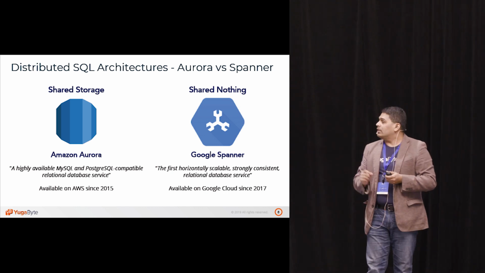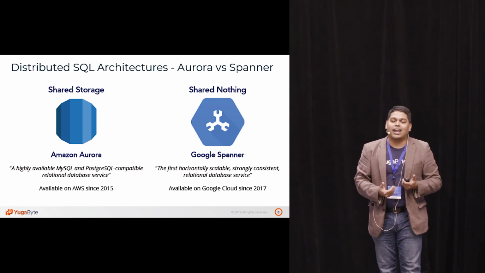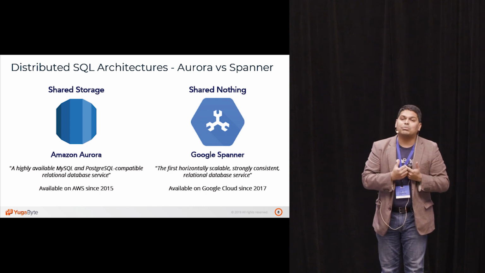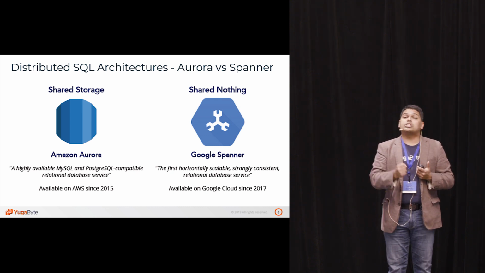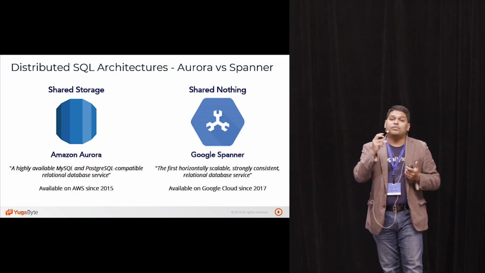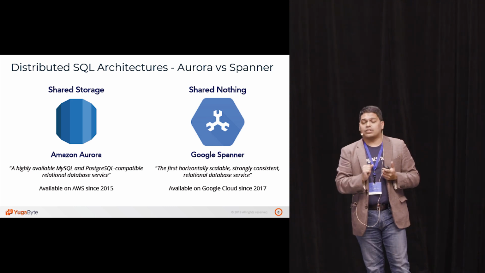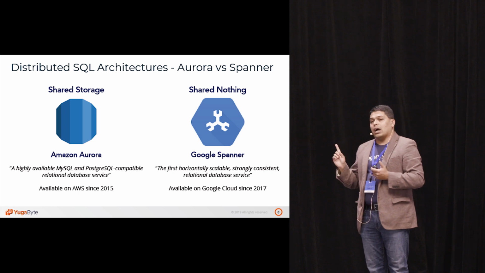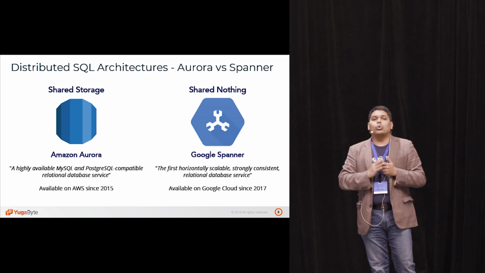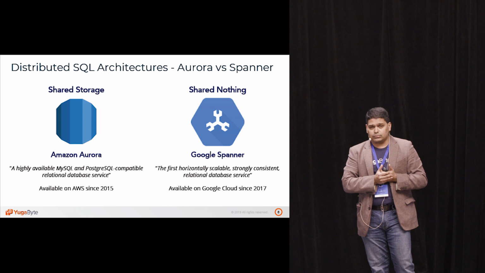Okay? That's one. Secondly, Google being Google, Google is not going to leave itself behind. Google has another, which is considered an engineering marvel in its own right, and that's called Google Spanner. And the tagline from Google is the first horizontally scalable, strongly consistent relational database service. Okay? Google has been using it internally for more than a decade, but Google Cloud started offering it as a managed service starting 2017. Right?